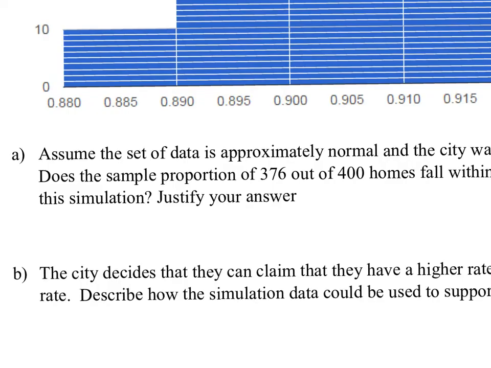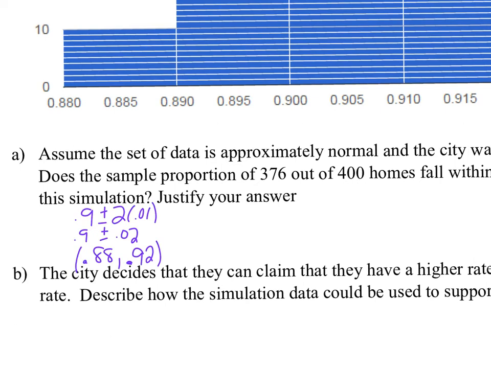Give me a second. So we're going to do our same thing, the mean, which is 0.9, plus or minus 2 standard deviations, and I believe the standard deviation is 0.01. Hopefully it is, because I can't see it. So 0.9 plus or minus 0.02, which gives us from 0.88, or 88%, up to 92%. Okay, so from 88 up to 92.